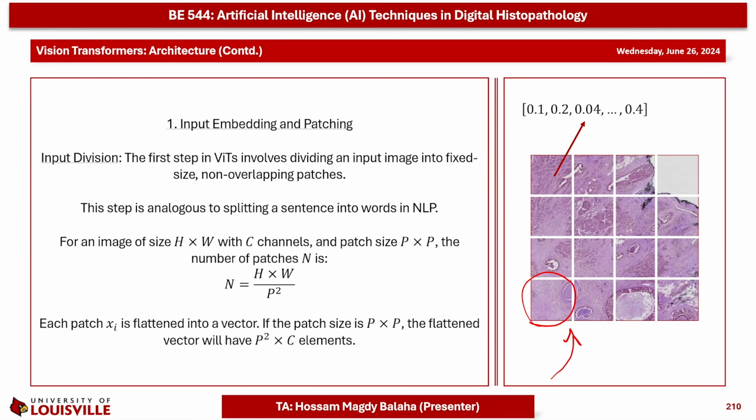So if we have an image with a height H, width W and number of channels C, and the vision transformer is required to divide it into a patch size of P multiplied by P, the number of patches in a single image will be H multiplied by W divided by P squared. Each patch, noted as xi, is flattened into a vector, so the size of this vector will be P squared multiplied by C, which is the number of channels. So now we have N patches, each of size P squared multiplied by C.